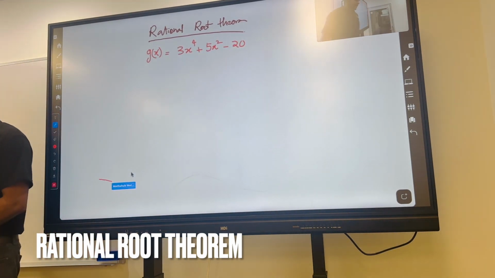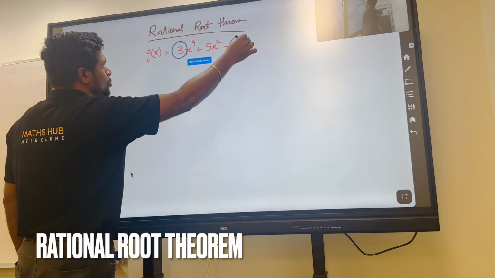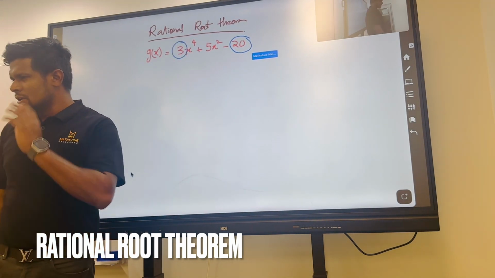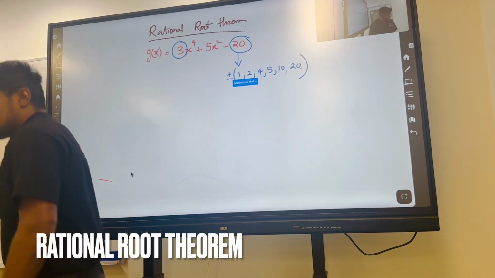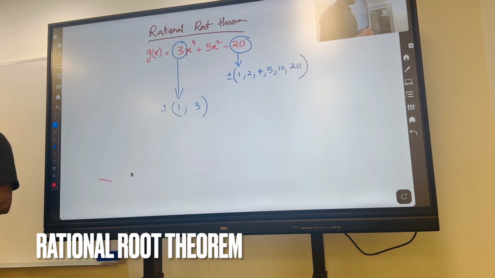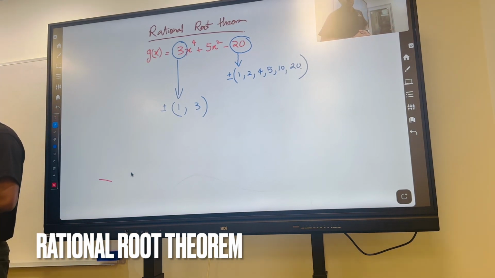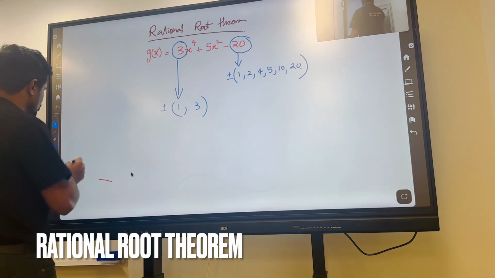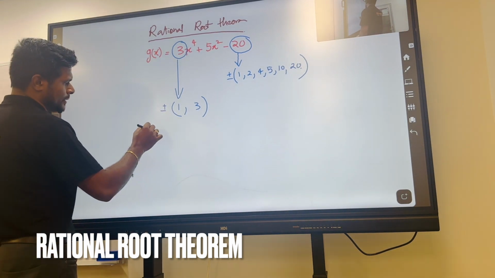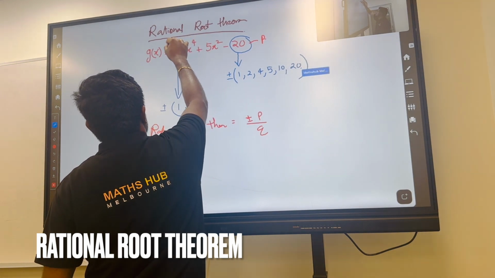We need to use the rational root theorem. 3 and the constant term 20. Understand? So what do we mean by factors? Plus or minus. Understand? You need to get the constant term factors and you need to take the leading digit factors. The leading digit of the variable, the coefficient, okay? That's what we need. And according to the rational root theorem, we have something like this. P over Q, right? This we take as P, and this we take as Q.